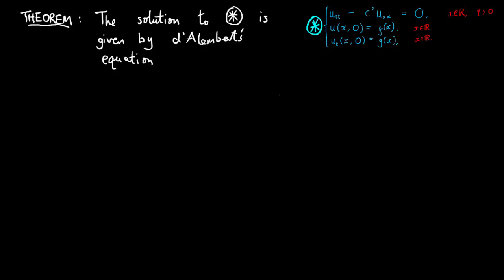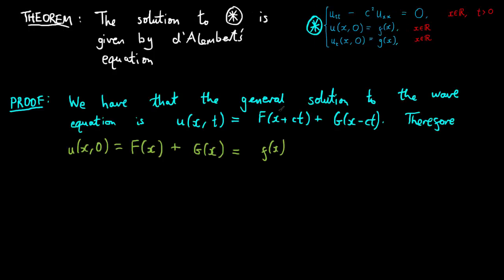Okay, so let's begin the proof by saying what we already know. So we know from that theorem that we've just proved that the general solution to the wave equation is given by some function of x plus ct plus some function of x minus ct. Now all we're going to do is apply these boundary conditions, or rather initial conditions, to find out what those arbitrary functions big F and big G are in terms of our initial conditions little f and little g.